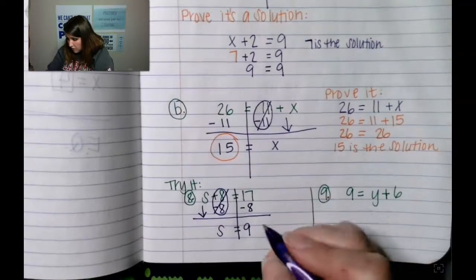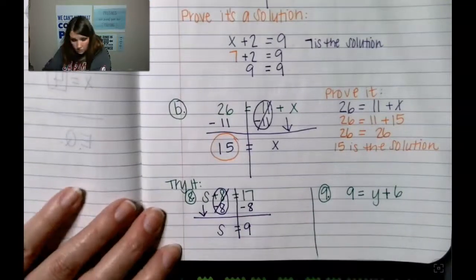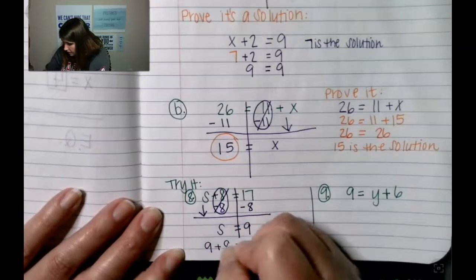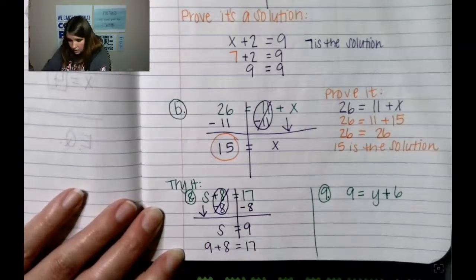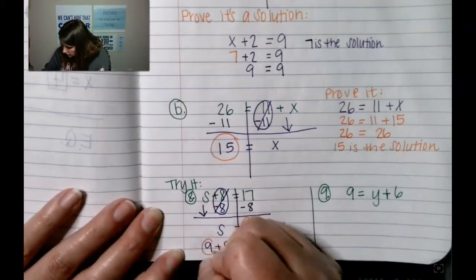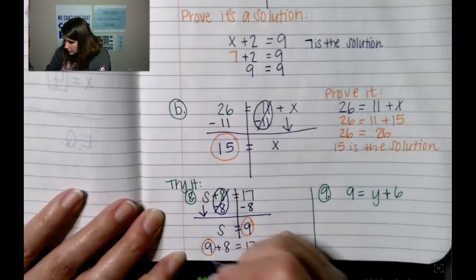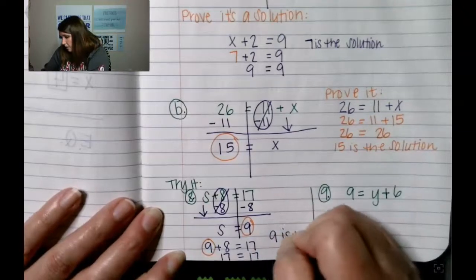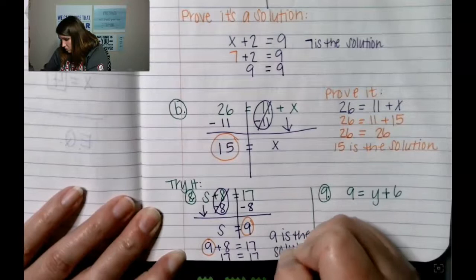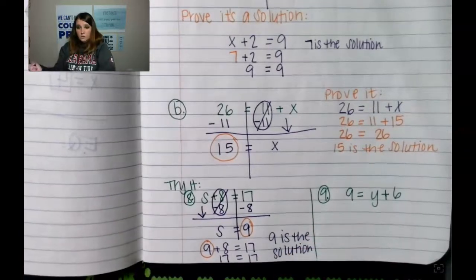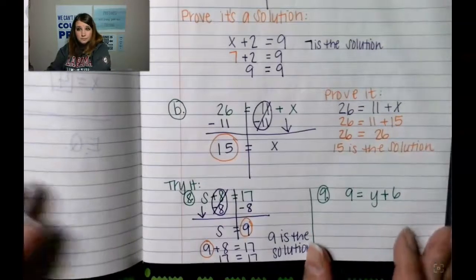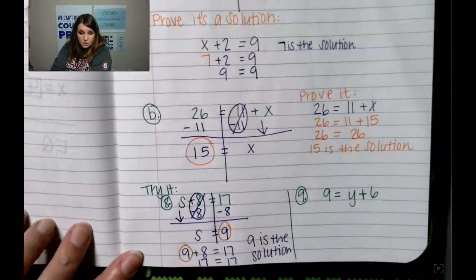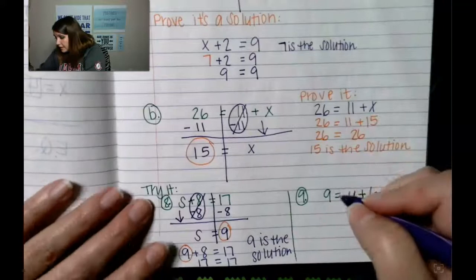Now I need to substitute and make sure I did this correctly. So I'm going to take my original and put in 9 plus 8 equals 17. Let me circle this so you can see it. And this is 17 is equal to 17. So 9 is the solution. Okay, how'd you do on that one? Identify what you need help on. Slow and steady.